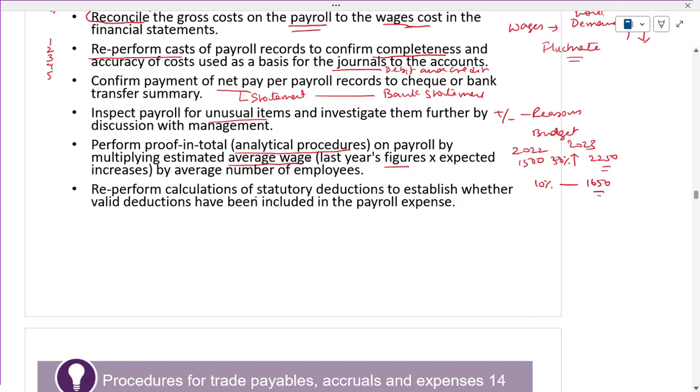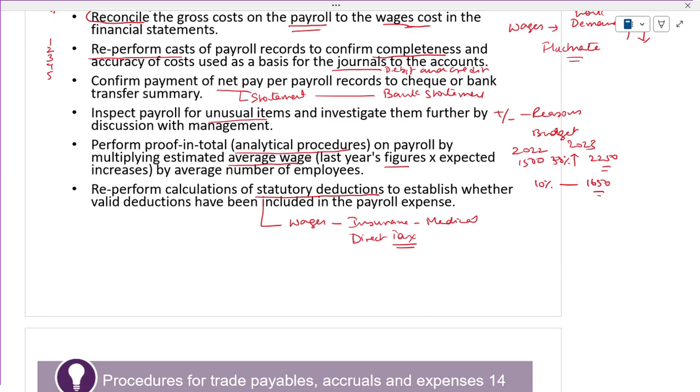Re-perform calculation of statutory deductions. When we say statutory deduction, see the thing. When you are talking in terms of wages, sometimes they will deduct insurance, sometimes they will deduct medical. Here we don't have it, but in other countries they will deduct direct tax. Taxation and insurance are statutory by law. You have to pay.